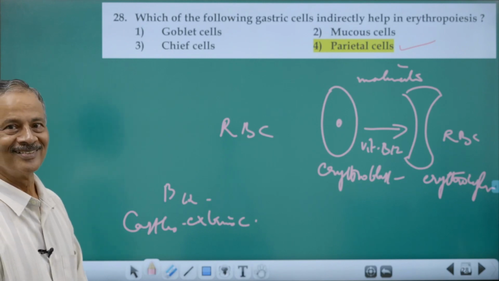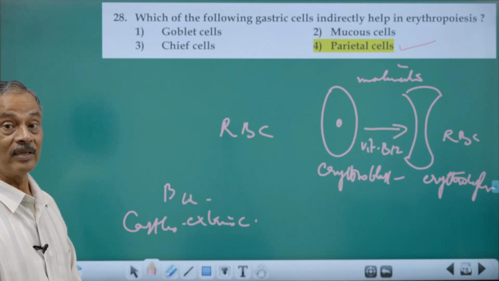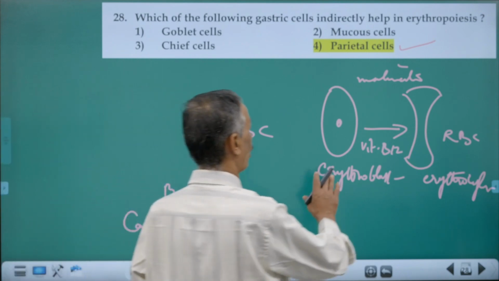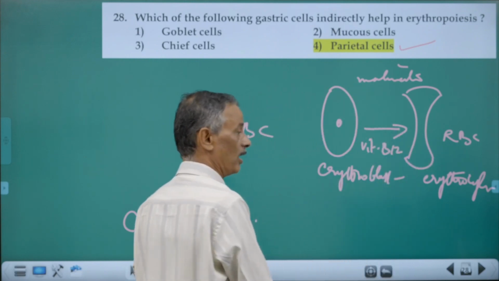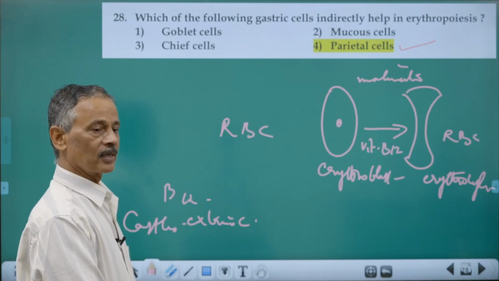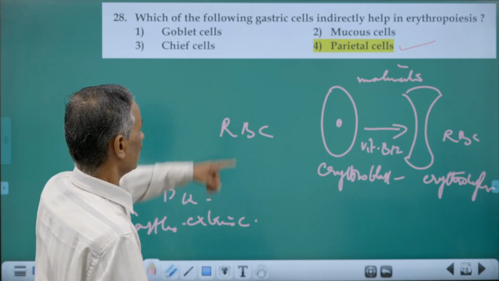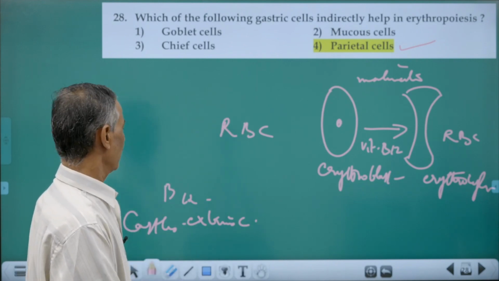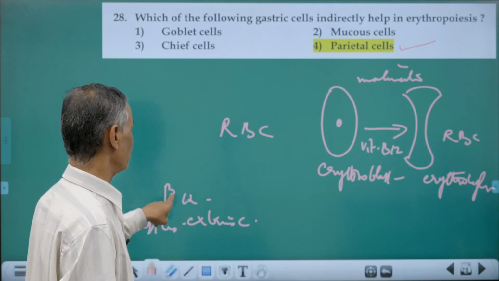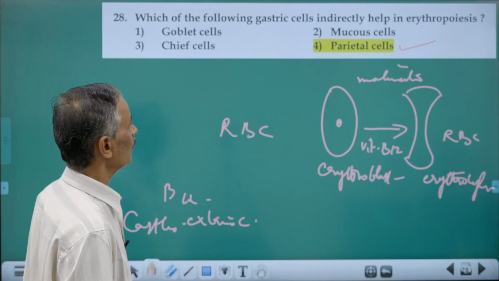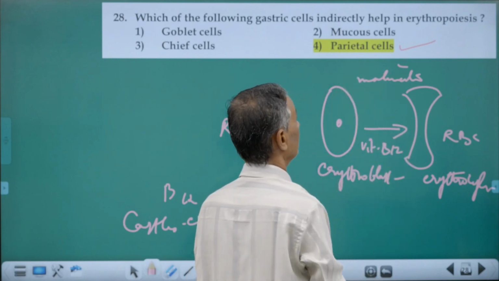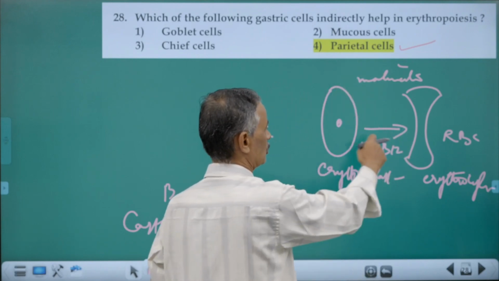Now you got it? Without it you will be having pernicious anemia, that condition where the blood has more erythroblasts and less erythrocytes, is called pernicious anemia. So a deficiency of cyanocobalamin will cause pernicious anemia, and parietal cells produce that Castle's intrinsic factor, which is responsible for absorption of B12 from food. That's why we say that the parietal cells are indirectly helping in erythropoiesis, formation of mature RBC.